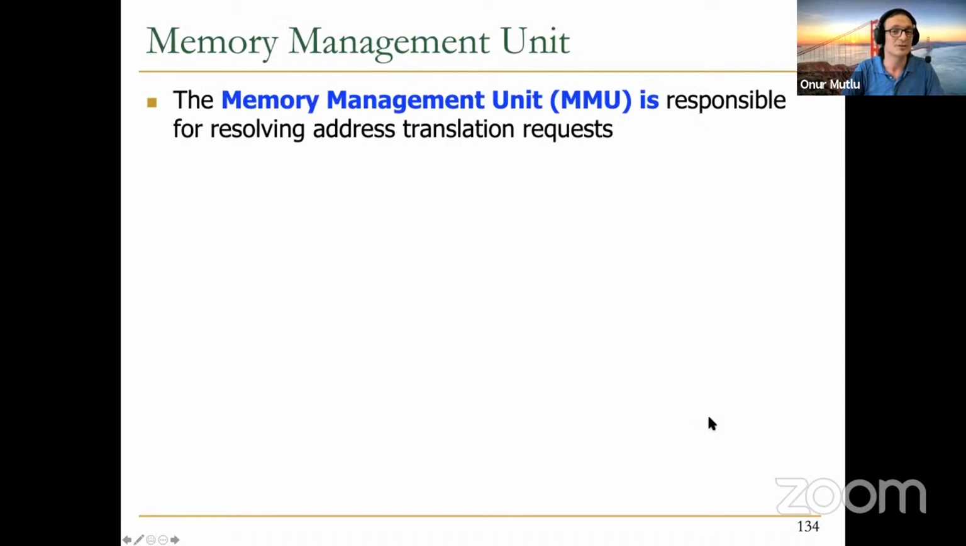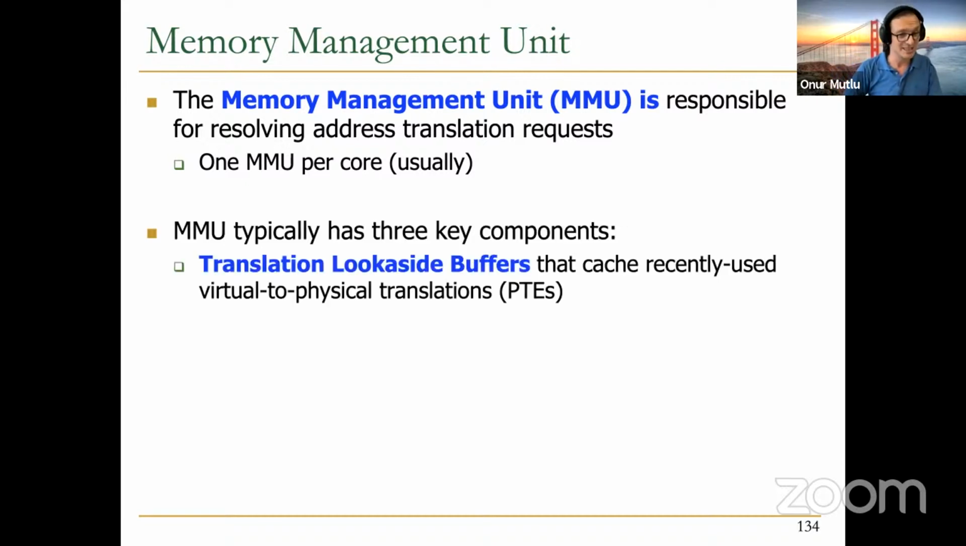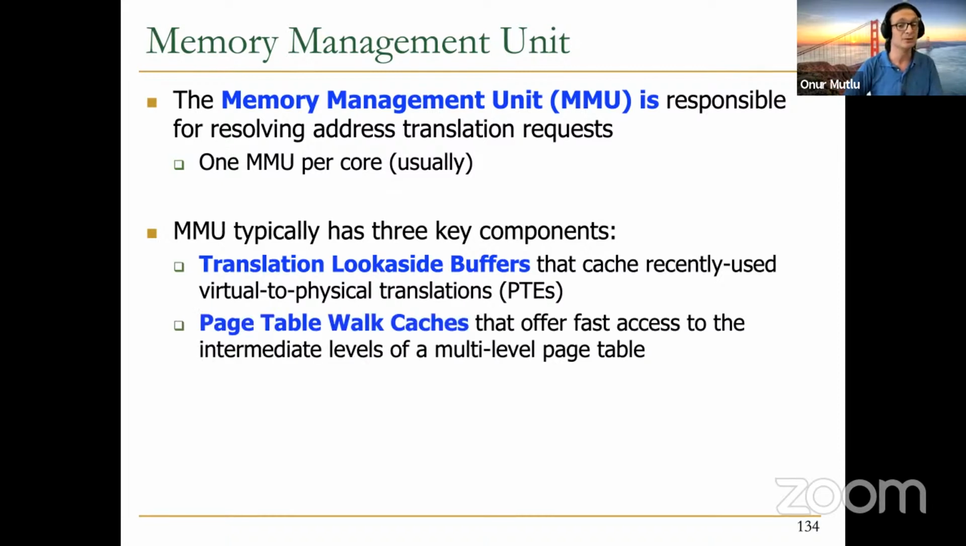The memory management unit, we discussed it. It's the hardware that's responsible for resolving address translation requests. It's usually one MMU per core. The MMU has three key components, TLBs, and we know what TLBs are, and page table walk caches. They essentially offer fast access to the intermediate levels of a multi-level page table. So TLBs cache PTEs, not the intermediate parts of the page tables, but page table walk caches cache intermediate mappings in the page table hierarchy.